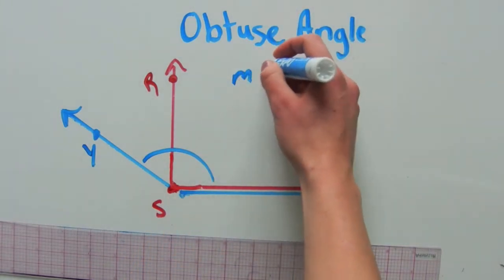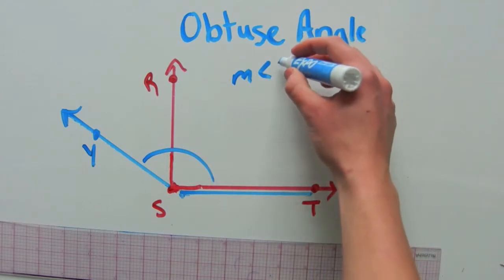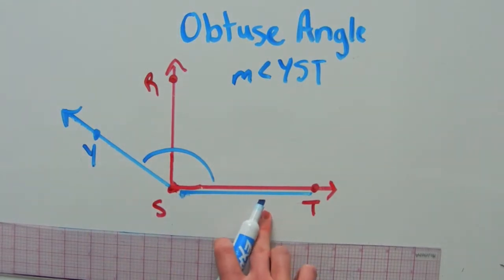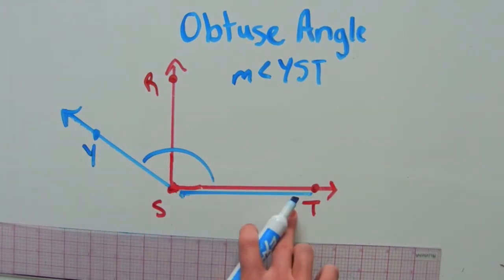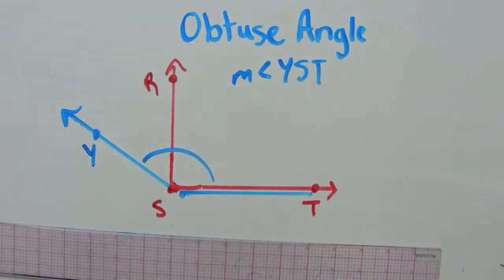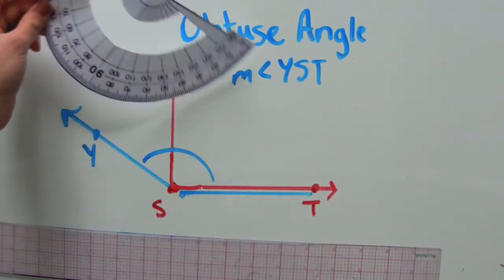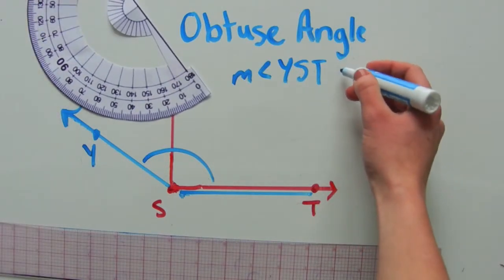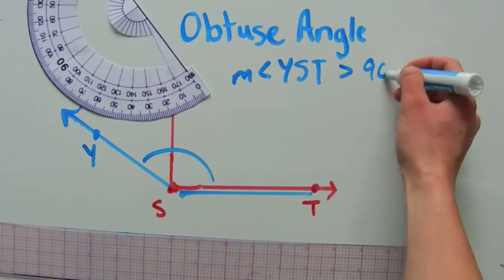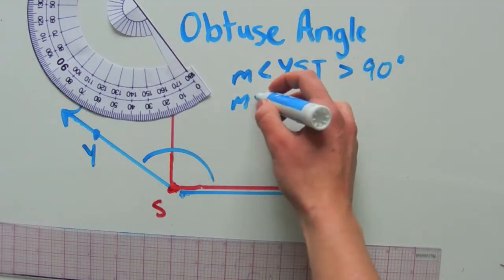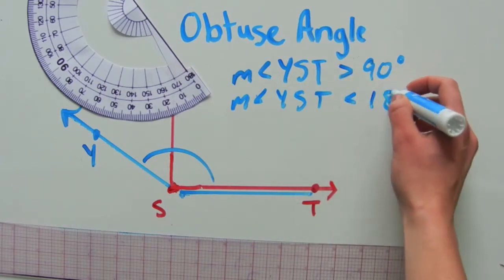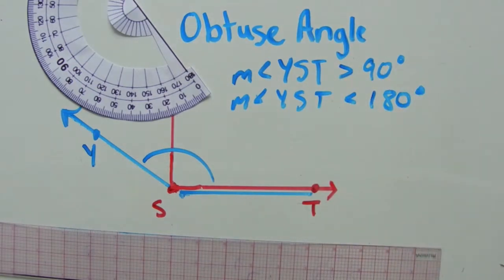So now the measure of angle YST, which is what we were looking at because RST was our right angle, the measure of YST, so pretending that that R is not in the picture, it is greater than 90 degrees, but the measure of angle YST is also less than 180 degrees. And those are the 2 traits of an obtuse angle.